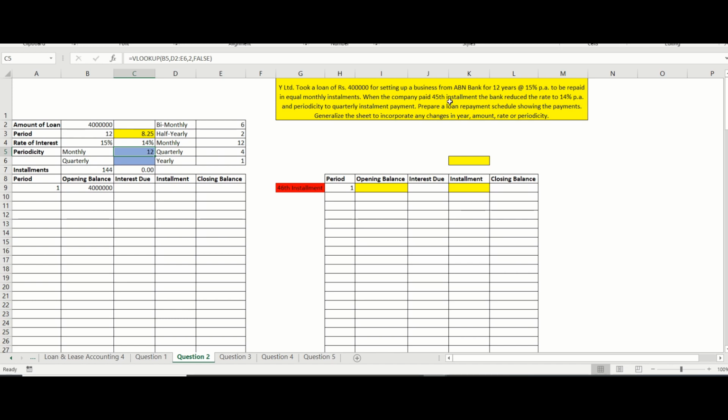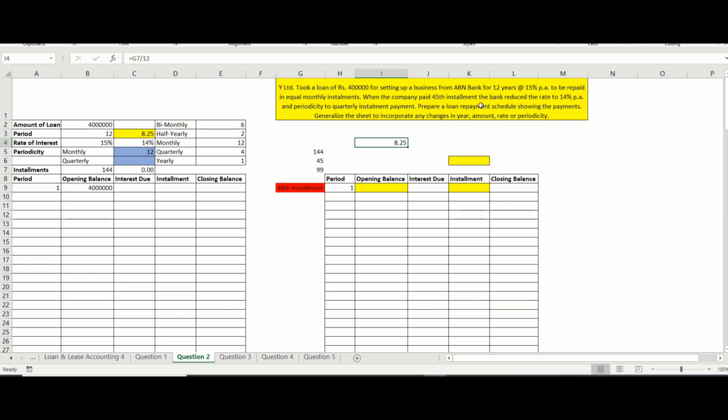When the company paid its 45th installment, the bank reduced the rate to 14% per annum. ठीक है? पहले टोटल कितना इंस्टॉलमेंट्स ये देखते हैं. पीरियड मल्टीप्लाइड बाय पीरियोडिसिटी. ठीक है, टोटल 144 इंस्टॉलमेंट्स है. ठीक है, जब 45th इंस्टॉलमेंट पे किया कंपनी ने, उन्होंने पॉलिसी चेंज कर लिया. ठीक है, तो कितनी इंस्टॉलमेंट्स बचा है? 144 माइनस 45, 99 इंस्टॉलमेंट्स आर लेफ्ट. ठीक है, 99 इंस्टॉलमेंट्स मीन्स हाउ मेनी ईयर्स आर लेफ्ट? 99 divided by 12, 8.25 years are left, right?